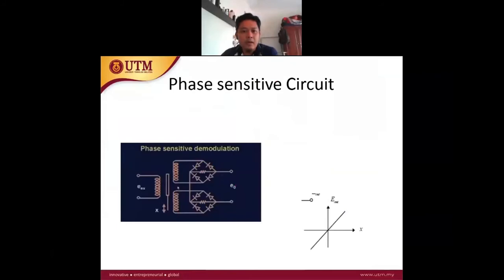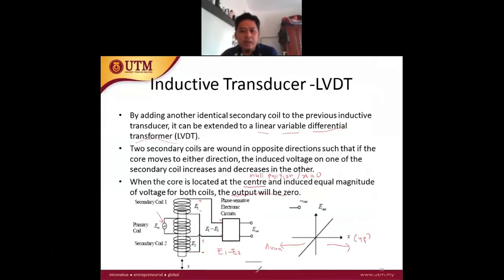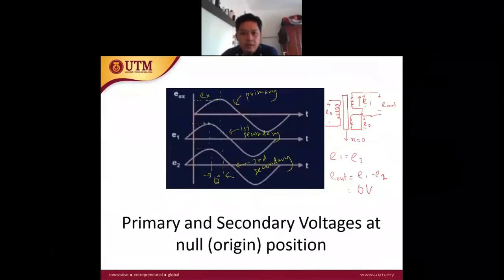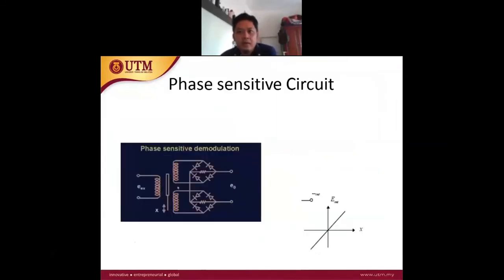So to solve that problem, we use a signal conditioning circuit, which is called the phase sensitive electronic circuit. The phase sensitive circuit is basically comprised of a bridge, as shown here. This bridge is constructed at the first secondary and also at the second secondary.